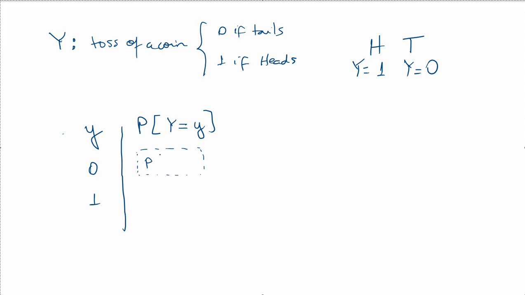The probability that y equals 0, which in this case of a fair toss experiment is, what's the chance of having a tails in a fair coin experiment? A half, right? It's 1 over 2. It's just this over the 2 possible experiments. And what value should we put here?